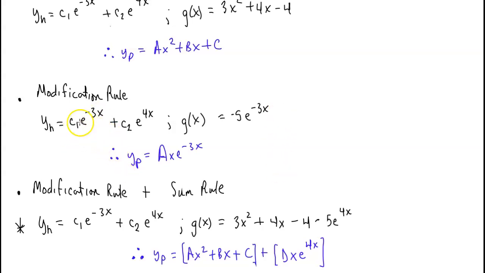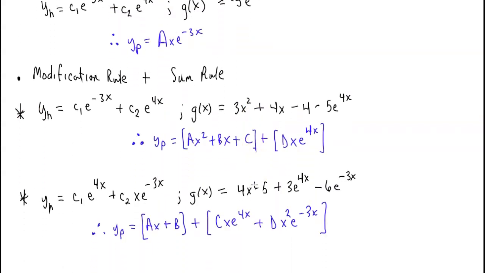So here, since this is the same as having c1 times e raised to the -3x times x raised to the 0, then of course, if I have x raised to the 1, that's going to be the smallest power of x here, so that this term and this term don't match, okay? And so that's how we take care of the duplication.